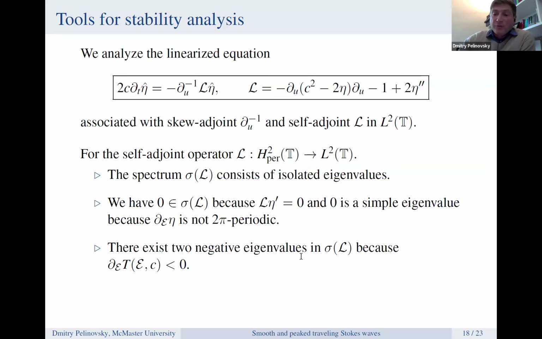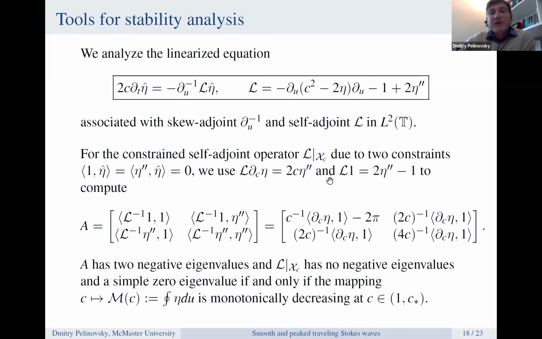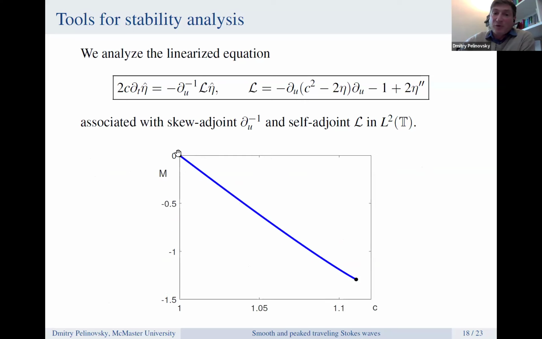So if you go back to the quadratic form, there are 2 negative eigenvalues, so we cannot use it as a Lyapunov function. But there are 2 constraints, which are fixed mass and fixed momentum. And with these 2 constraints, by simple calculus in constrained spaces, we can prove that the operator has no negative eigenvalue and has a simple 0 eigenvalue. The criterion for which is the monotonicity of the mass. It should be monotonically decreasing. But this, in fact, we can prove. Again, ODE theory can be used to prove it rigorously.